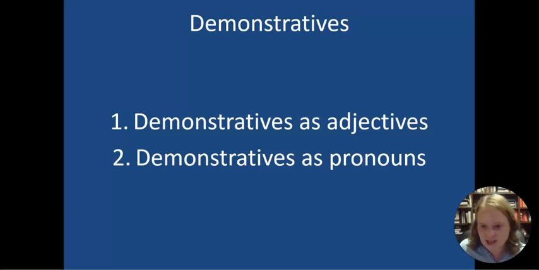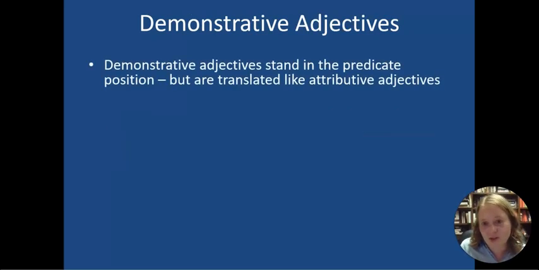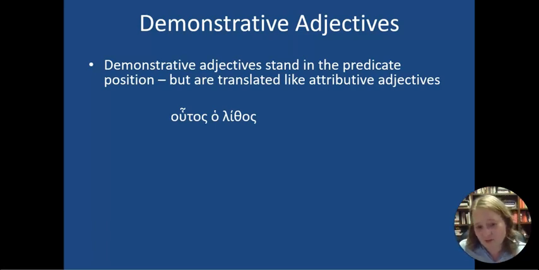Demonstratives also can function as adjectives, or they can function as pronouns. In that sense, they perform some kind of double duty, and so sometimes you'll see them with a noun. So when demonstrative adjectives stand in a predicate position but are translated like attributive adjectives, they follow the opposite of what the normal rule is. So rather than having a definite article right in front of them, they don't, and that's what shows that they're actually describing the noun. So in this case, you have houtos ho lithos. Up to this point, you would have assumed that would translate that this is the stone. But without the definite article, you actually say this stone.